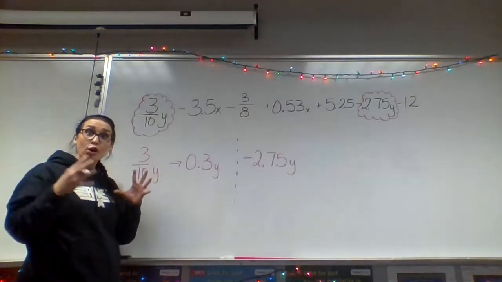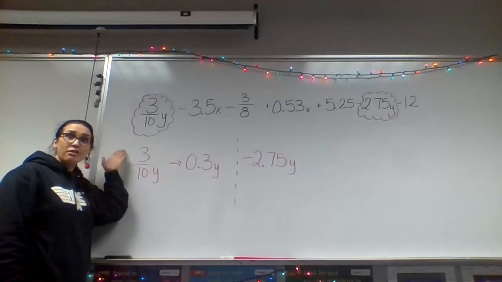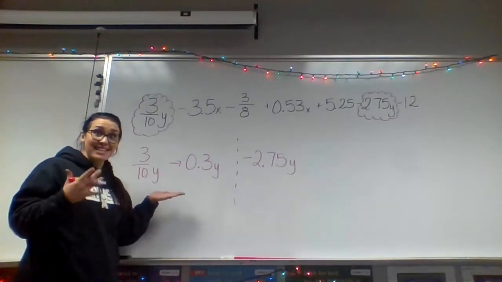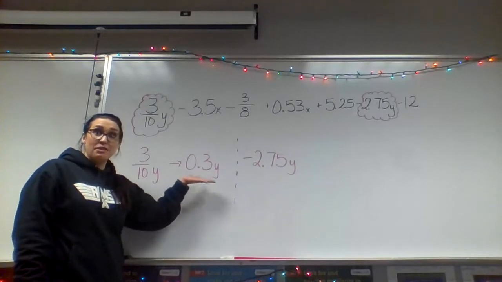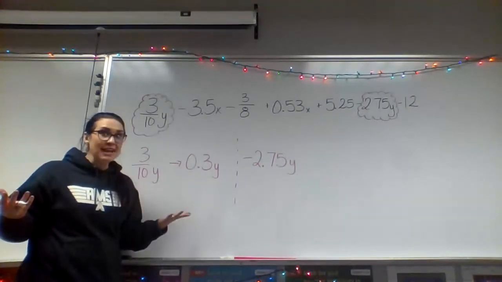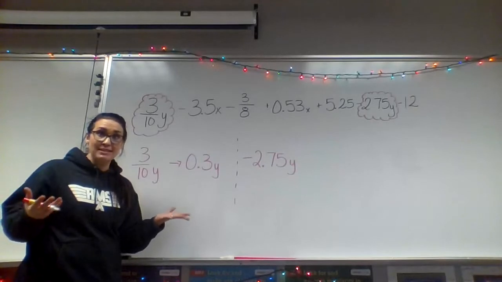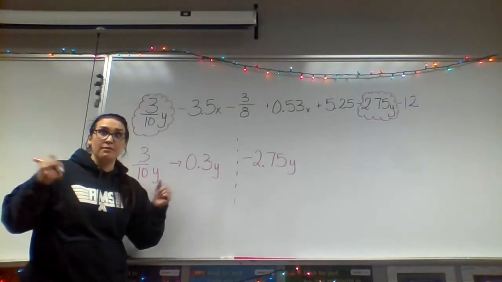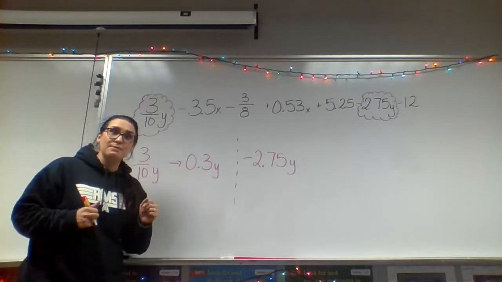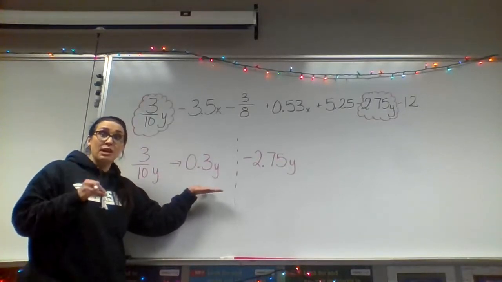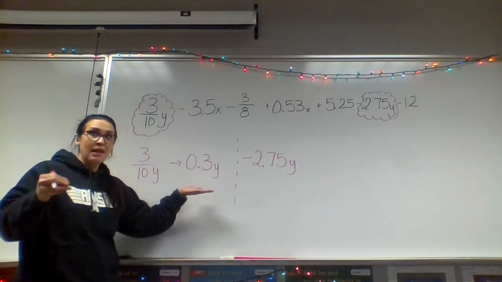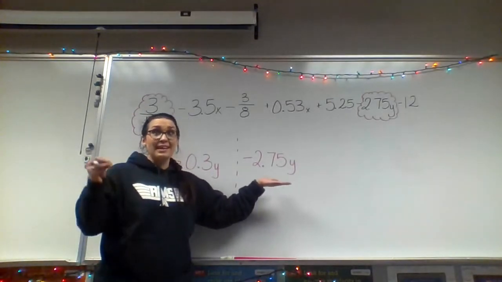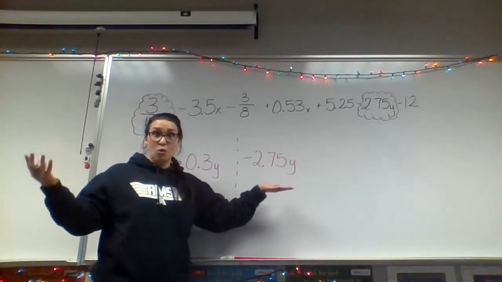So when I pulled out those like terms, I know that 3/10 y we can also rewrite as a decimal, 0.3y. The reason I turned this into a decimal, my fine friends, is because the other term was in decimal form, so I wanted that same unit. Now that we're looking at this, we have a positive 0.3y, and then we're going to subtract 2 and 75/100 y as well.